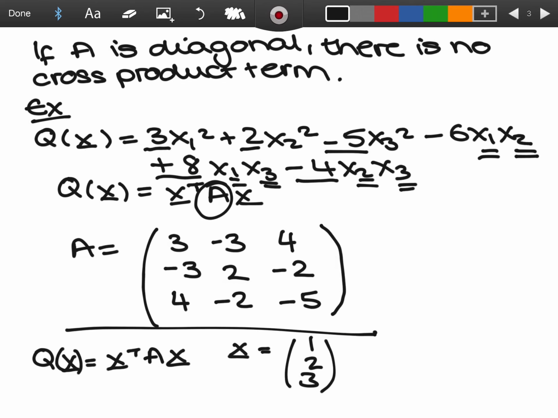You could either plug x into this and take x transpose times A times x, or if you have the equation form of it, and they want the value of q at this particular vector x, you just plug in x1 equals 1, x2 equals 2, and x3 equals 3. You plug those values in, and you will get out the scalar for q. So if they ever ask you what the value of q is at a particular vector x, just plug the numbers in.